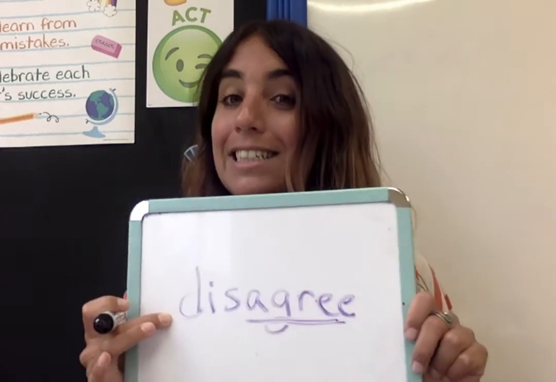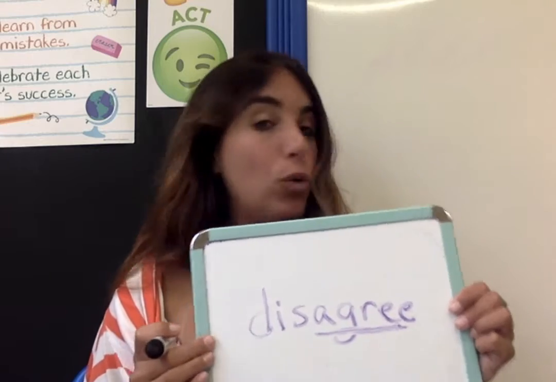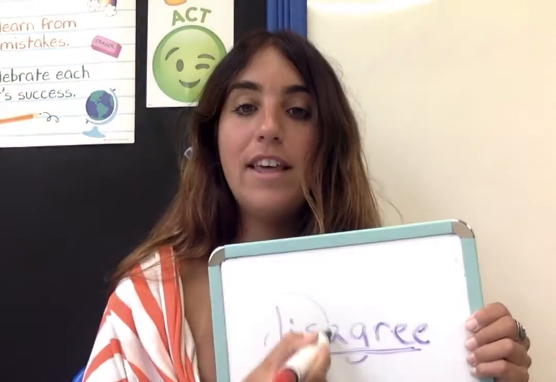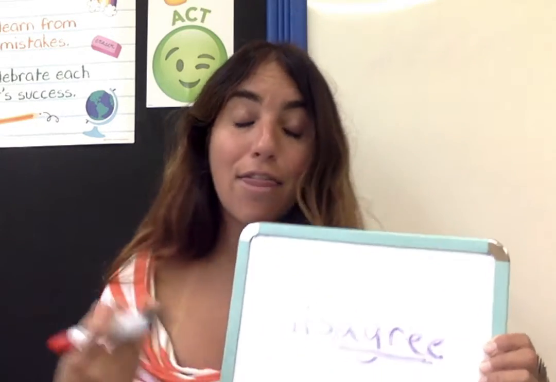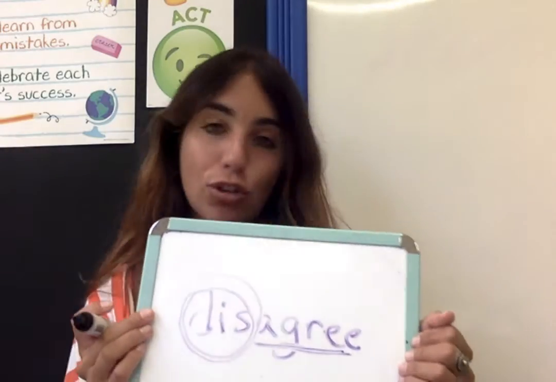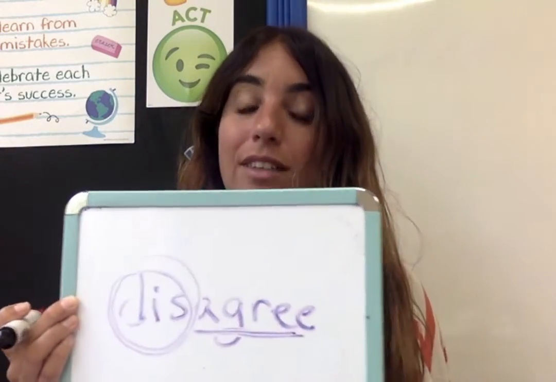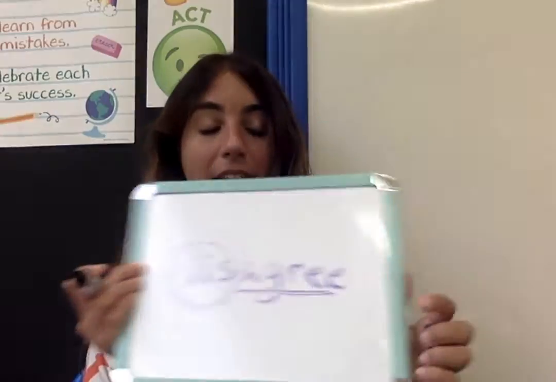When we say I disagree with something, that means that we do not agree. So if we put this right before the word agree, that means that we don't agree. So we don't have to say, I do not agree. We can actually say, I disagree. And it says the same thing.